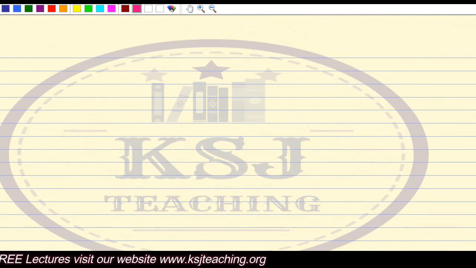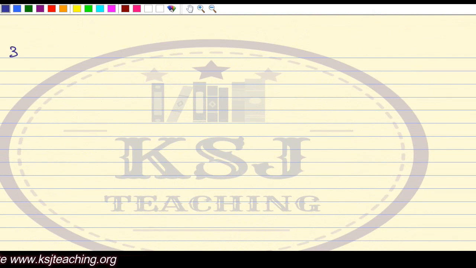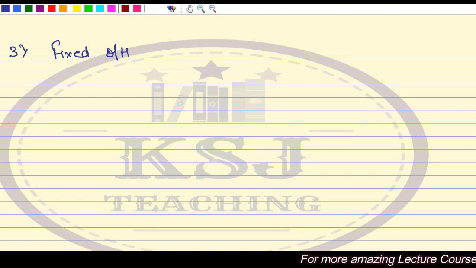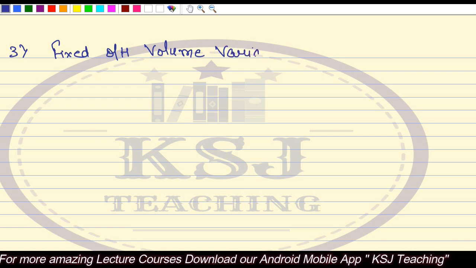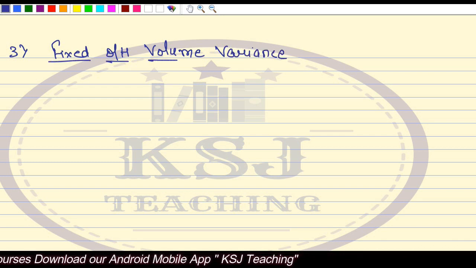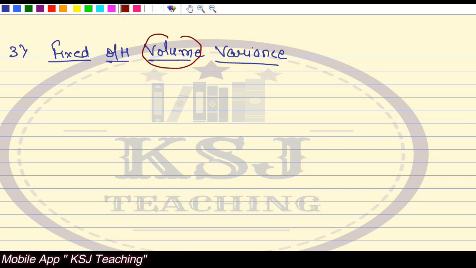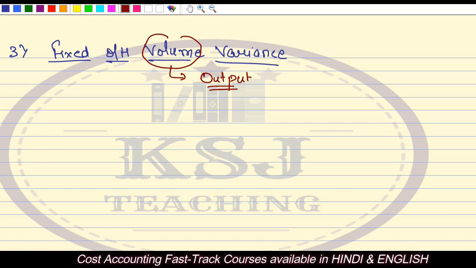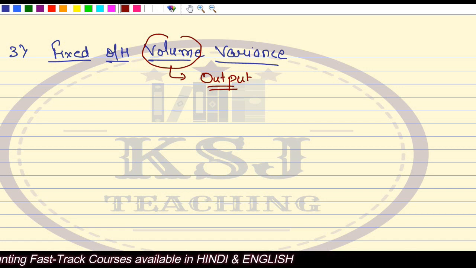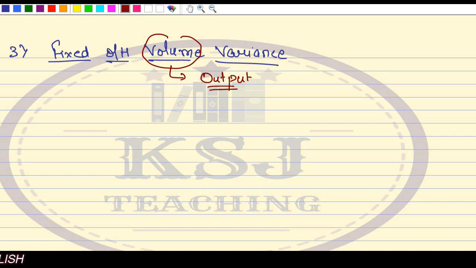Now, let's come to the third one, that is fixed overhead volume variance. Now, in this case, when we talk about the volume, this volume, we say this is the volume of output, right? So, what is the relevance of this in the fixed overhead variances? When we talk about the fixed overhead volume variance, what is the relevance of this? So there is a high relevance in this. Listen to it very carefully.